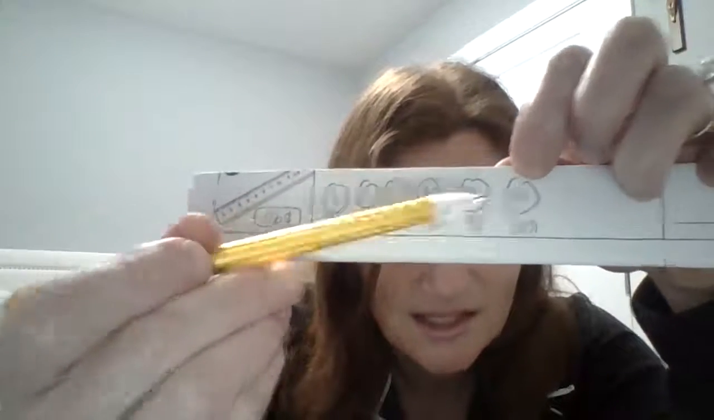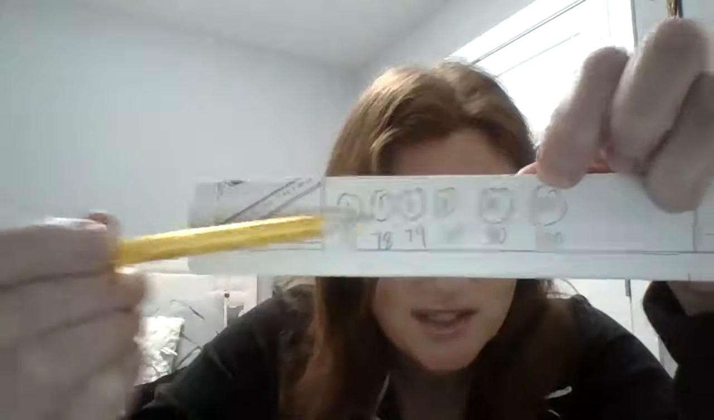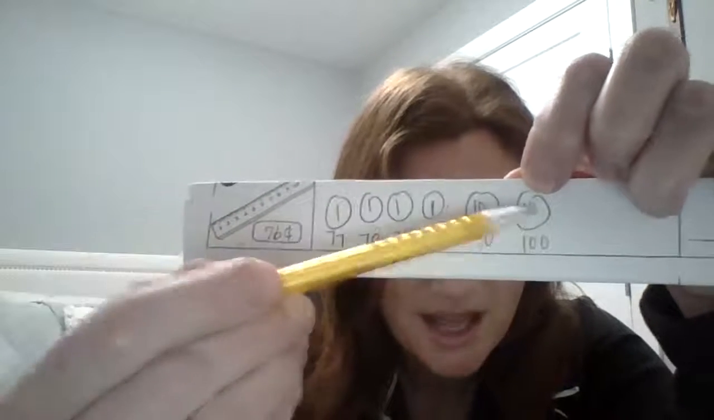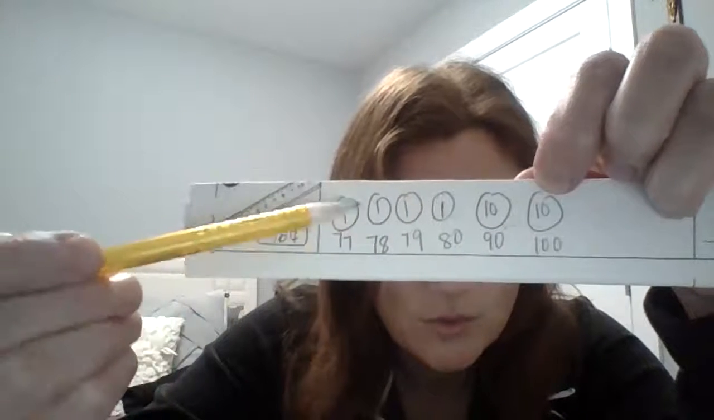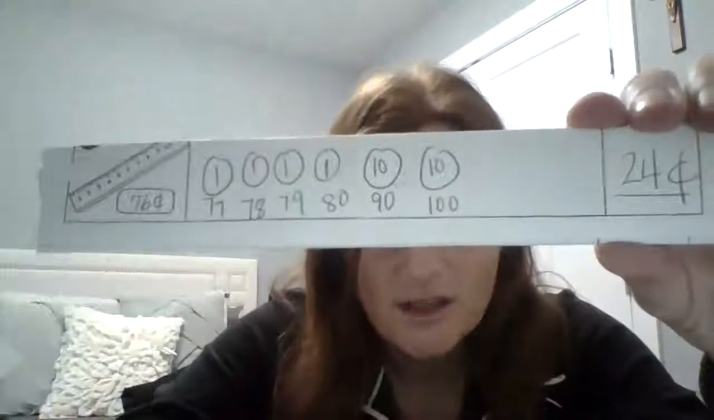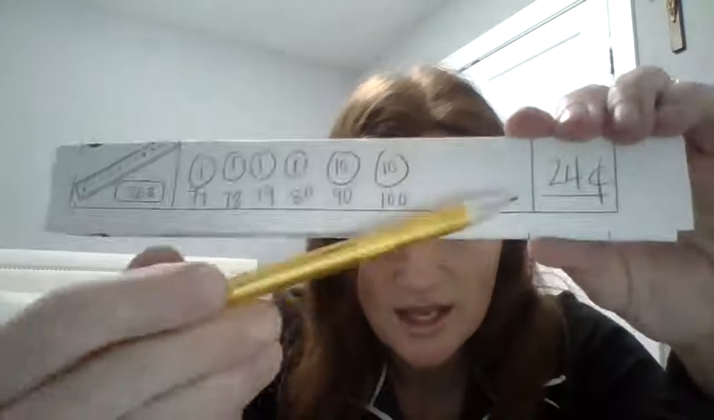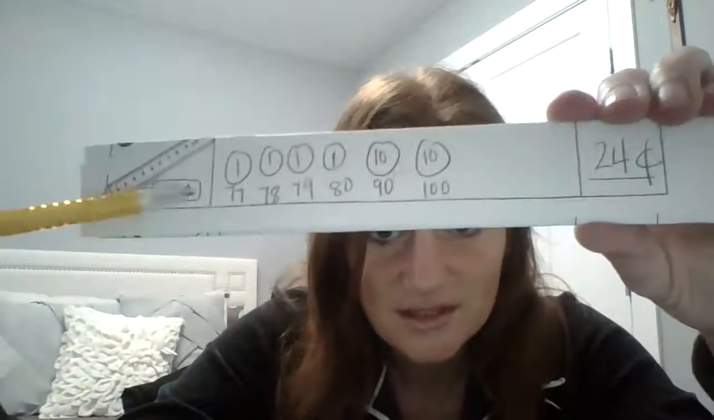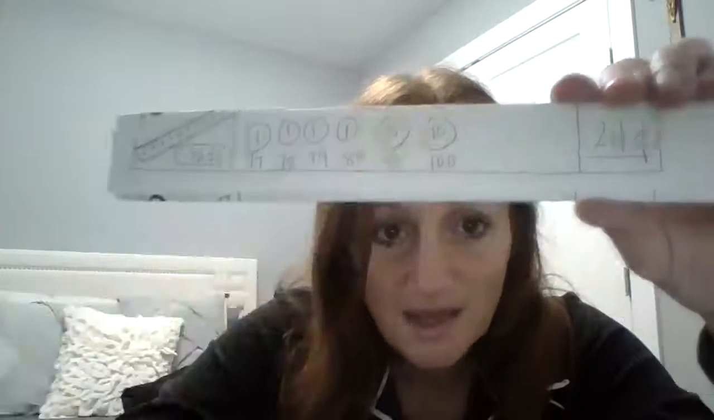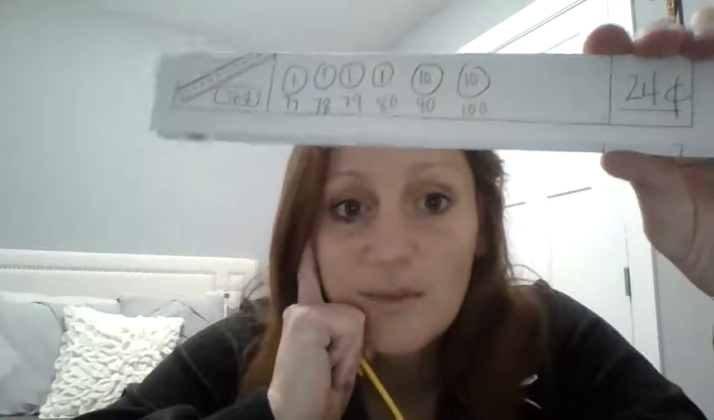Now I'm going to use dimes, 10s, to get me to 100. 90 and 100. See how I did that? I got to 80, then 90 and 100. So how much am I going to get back? I need to count this up. 10, 20, 1, 2, 3, 4. So I'm going to get 24 cents back from that dollar. Let's check. 70 and 20 make 90. 6 and 4 make 10. 90 and 10 make 100.